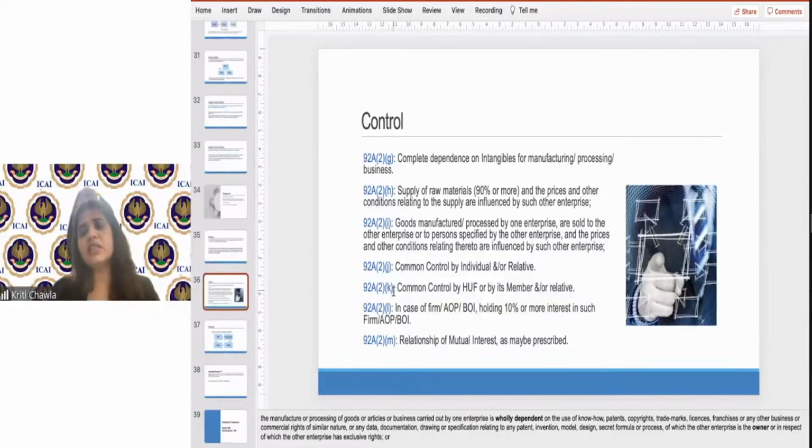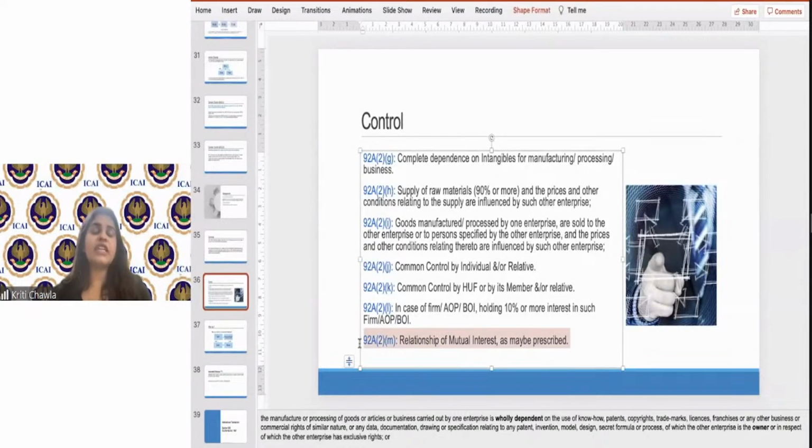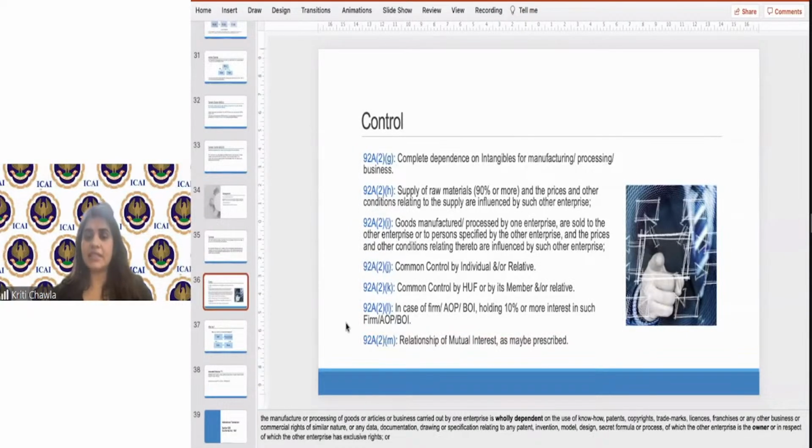(k) is also very similar. It says that if a HUF is holding one company and a member of the HUF or the relative is holding another company, then they also become related to each other. Then in case of a firm or AOP, holding of 10% or more interest in another company will also make them related. And finally, there is section 92A(2)(m), which says relationship of mutual interest as may be prescribed. Nothing has been prescribed by CBDT as yet.